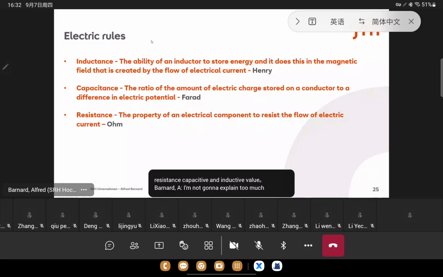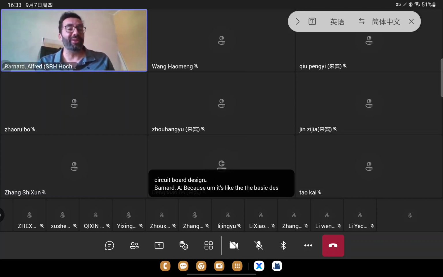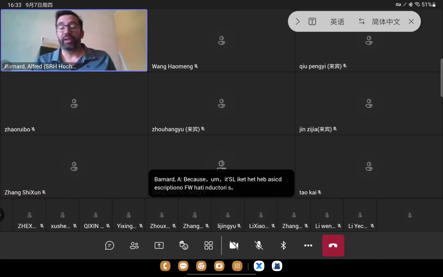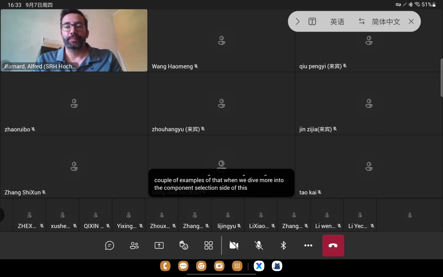I'm not going to explain too much about what inductance and what capacitance is. We will have a look at what they are and what they are constructed of, because that might be a little bit relevant in printed circuit board design. Because of the basic description of what an inductor is, or what a capacitor is, we might inadvertently build our own capacitors or inductors in our circuit without even knowing it. But we'll go through a couple of examples of that when we dive more into the component selection side of this.